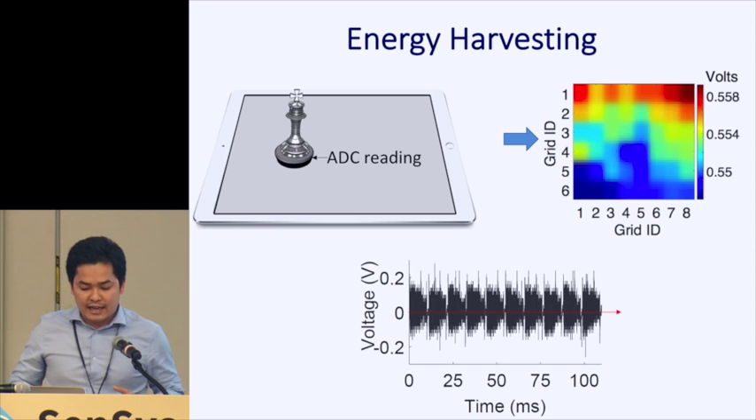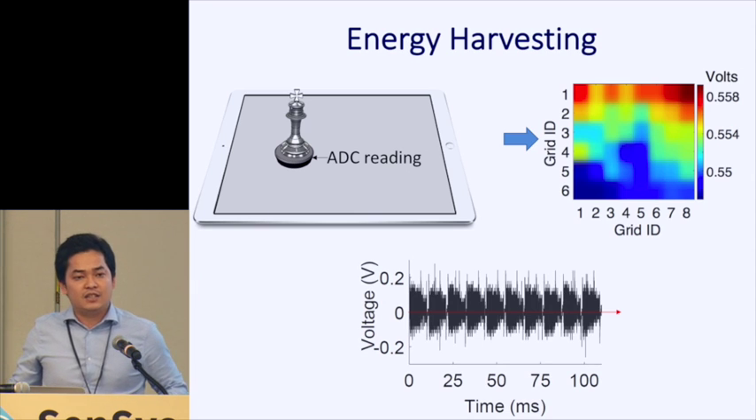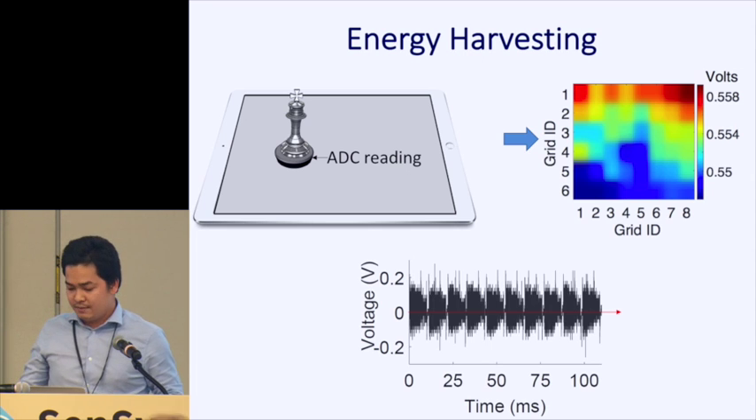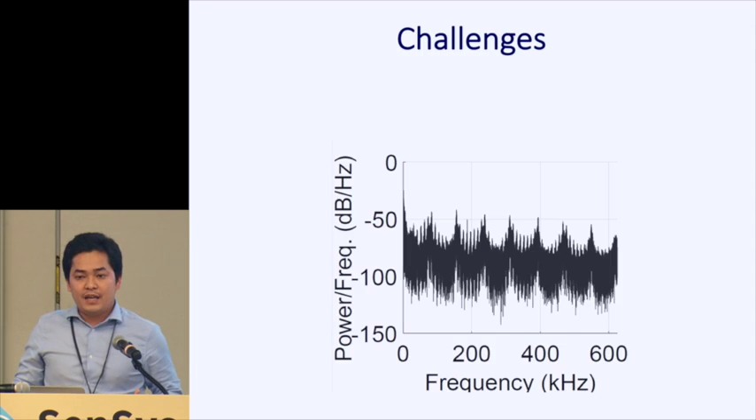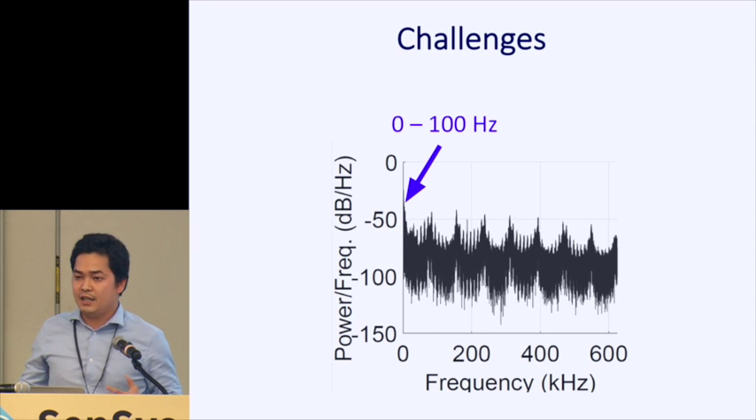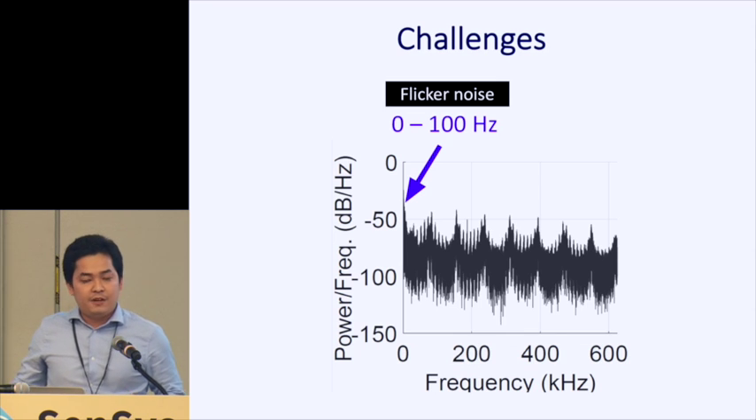We looked at the signal again, and we found that there are so many frequency components inside the signal, and we are not sure whether all the frequency components contribute and are harvestable by our device. We did the Fourier analysis on the leakage voltage, and we found that there are two main components. The first is the low frequency component, very close to the DC level, which creates the flicker noise.